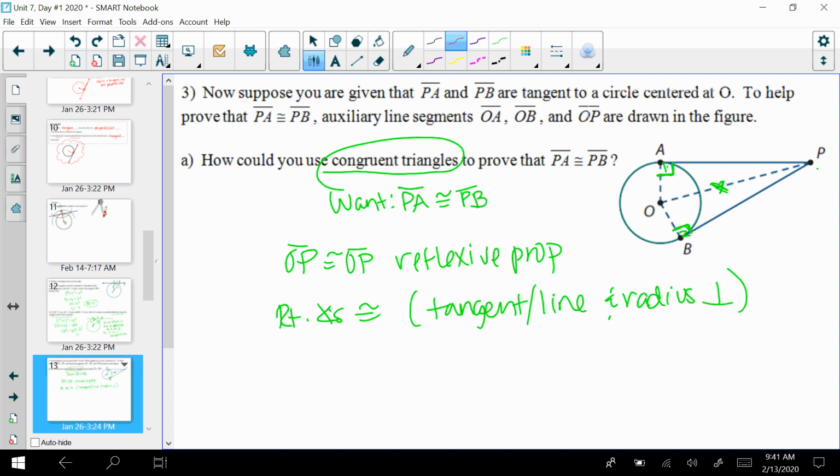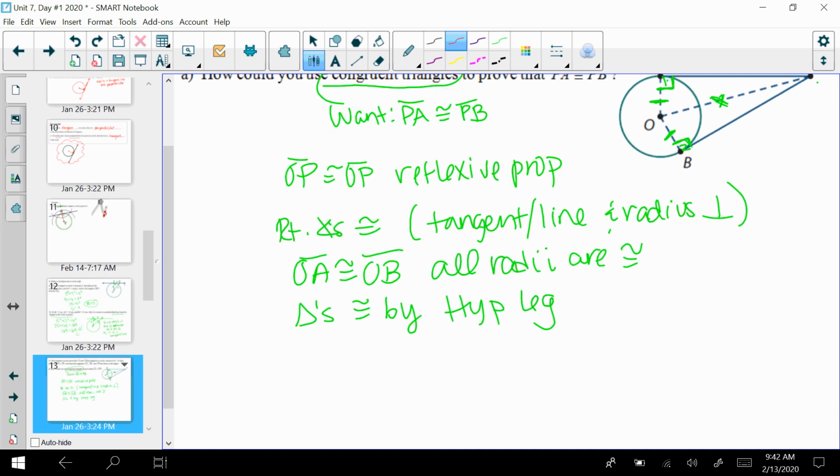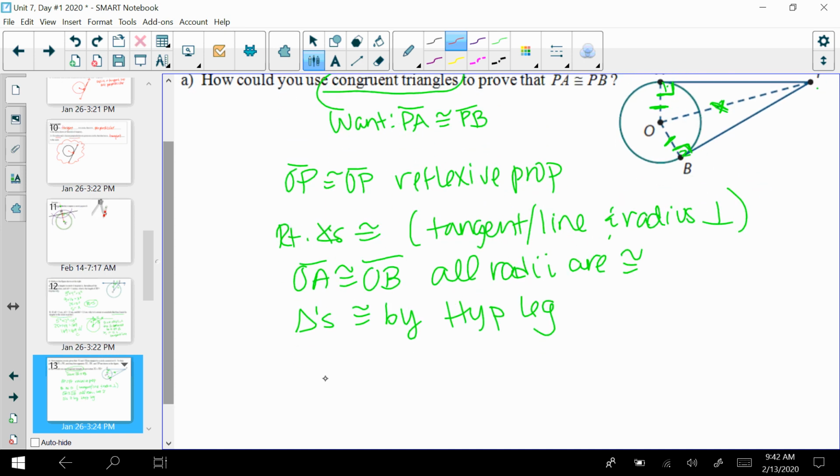Okay, so we have a right angle, we have a reflexive side. The other piece is going to be these radii. If you have the same radii in a circle, they have to be congruent. So your other piece is going to come from OA being congruent to OB because all radii are congruent. So now these triangles are congruent by, it's actually good old hypotenuse leg. Woo! It's from a long time ago. All right. And then obviously PA is going to be congruent to PB by CPCTC.